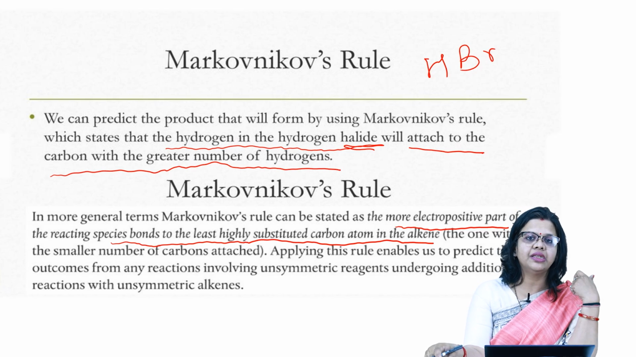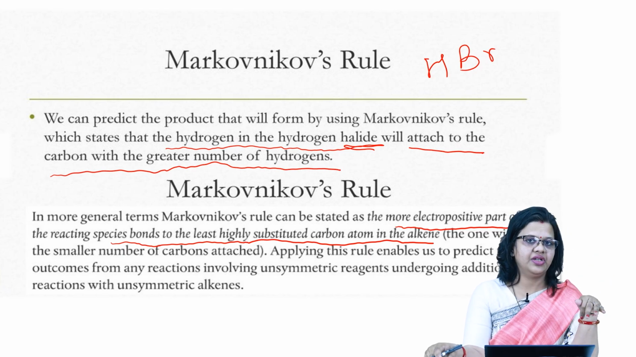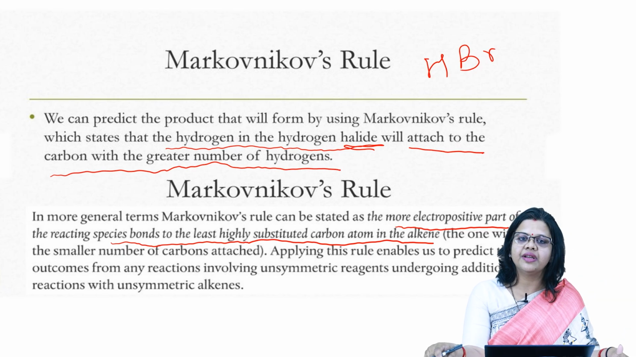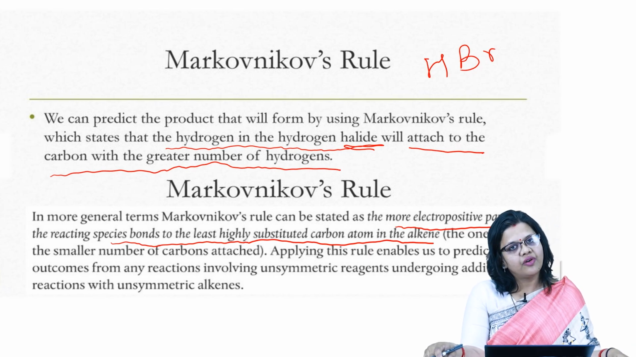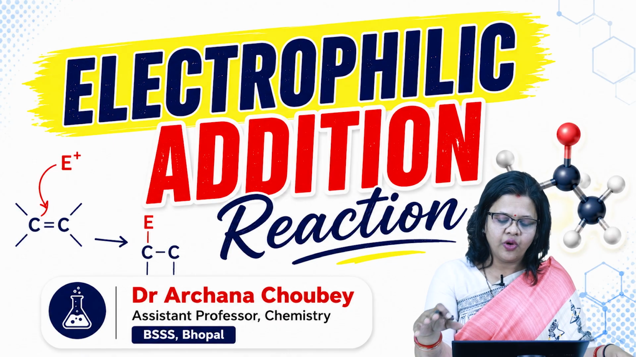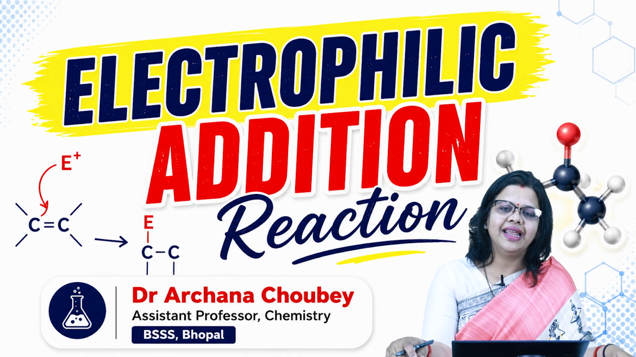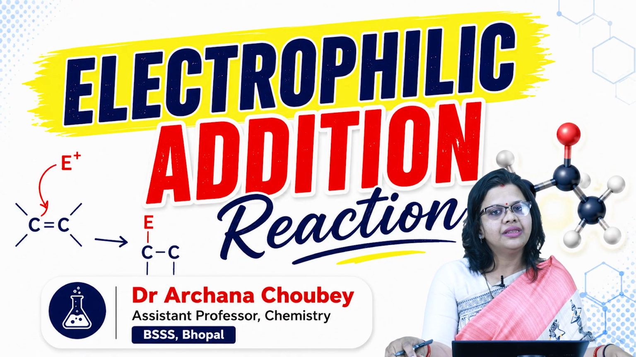I hope you have understood this topic of electrophilic addition reaction. We have dealt with symmetric alkenes and unsymmetric alkenes. The point to remember is that when we are talking about unsymmetric alkenes, the addition is governed by Markovnikov's rule. I hope it is clear, and in the next lecture, we will continue with a few more examples. Thank you.